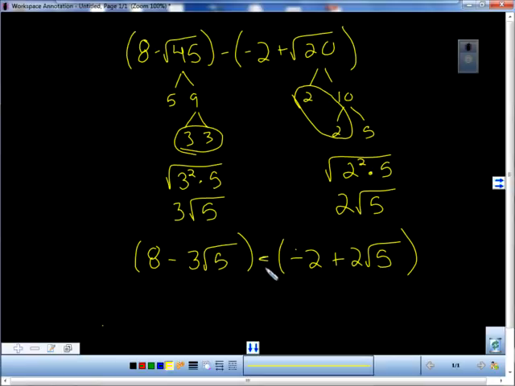Okay, so we can combine like terms. If they have a root, they're like terms. It's kind of like having a 3x and a 2x. They're like terms. These don't have roots, so you can combine those.